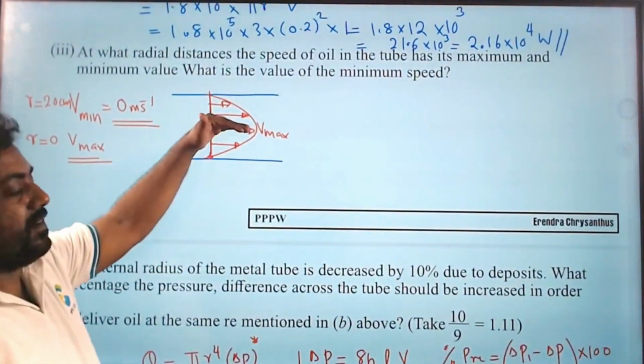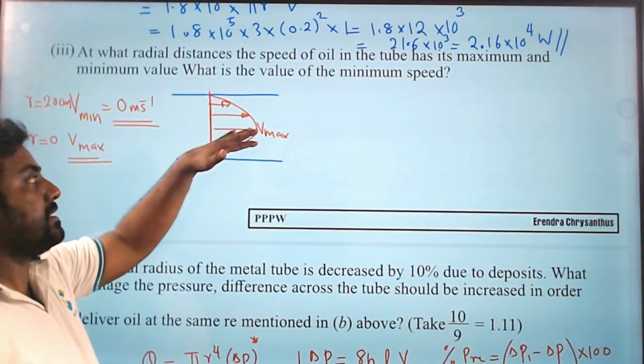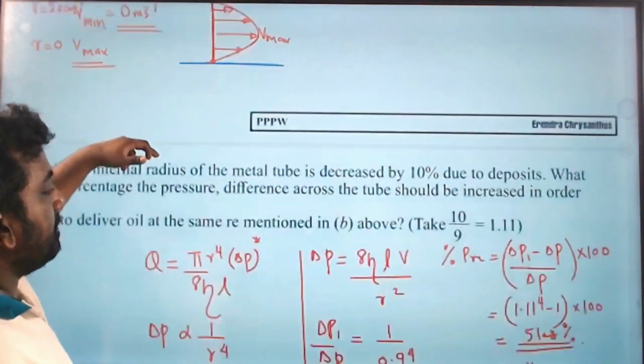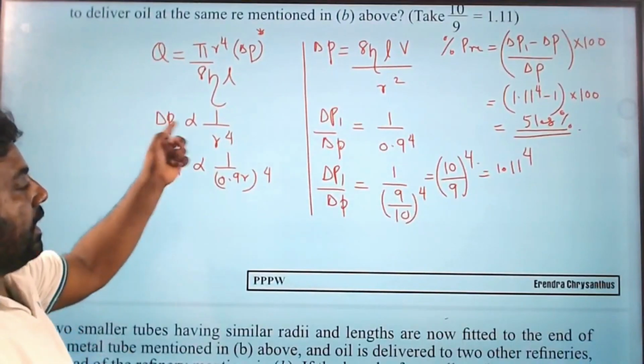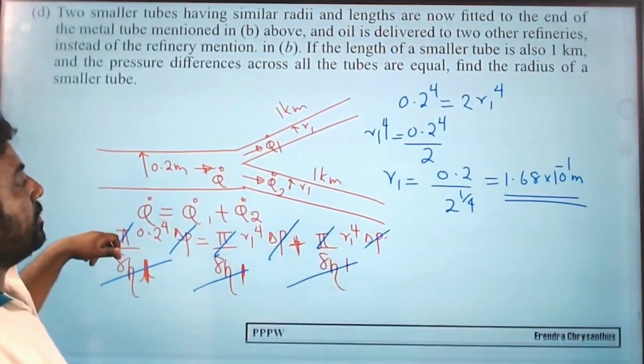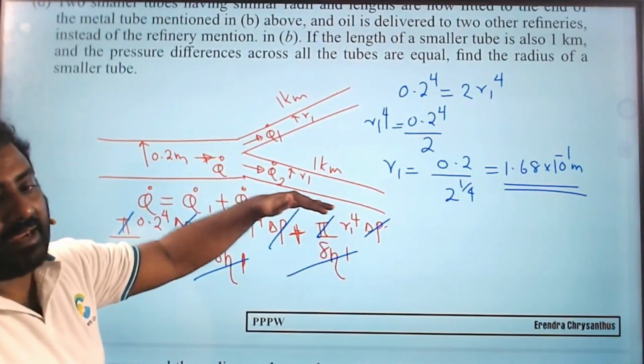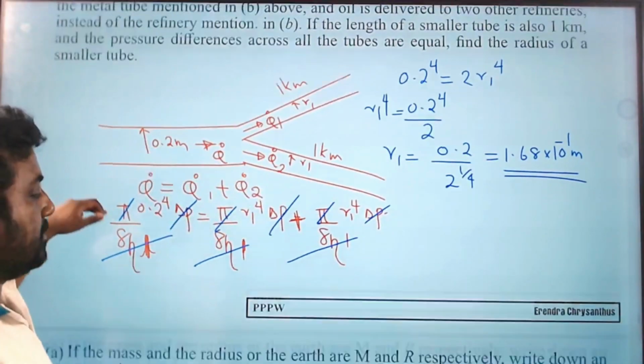Maximum velocity will always occur at the center, on the main axis. At the boundaries, velocity is minimum. Apply the equations and you can find the pressure drop. Whatever comes here will divide and cancel. Simplify, and you get the answer.